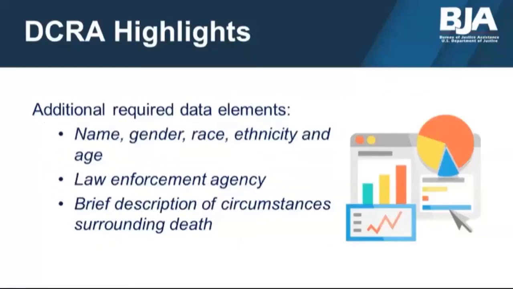When a death has been determined to be reportable, the statute lays out certain data elements that are required, some of which are broad, so BJA has had to narrow them down for reporting purposes within the system. The name, gender, race, ethnicity, and age are all required data elements. The law enforcement agency, or in the case of jail and prisons, the name of the correctional agency where the reportable death took place, as well as a description of the circumstances, are also required.